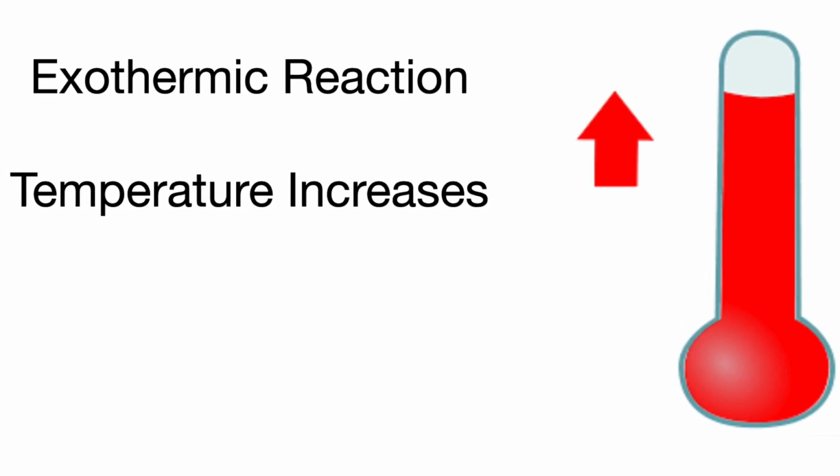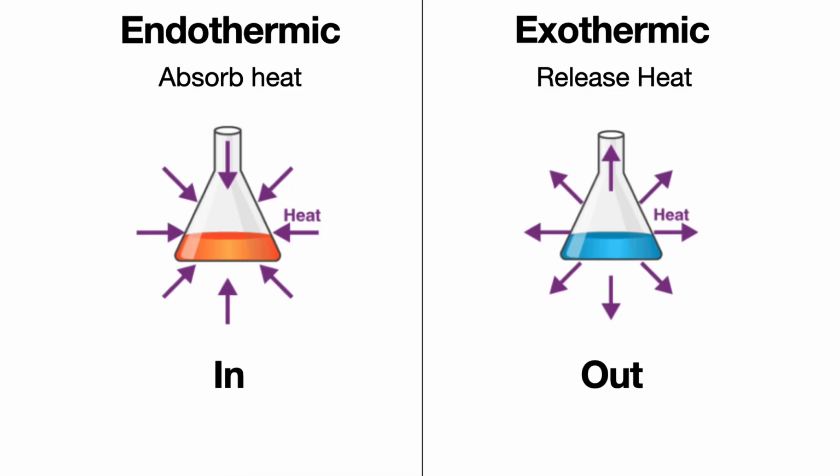The main thing to understand from this is that endothermic reactions absorb heat from their surroundings as the reaction takes place, and exothermic reactions release heat to their surroundings. So endo is in and exo is out.